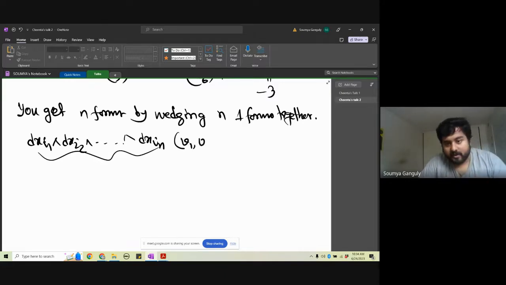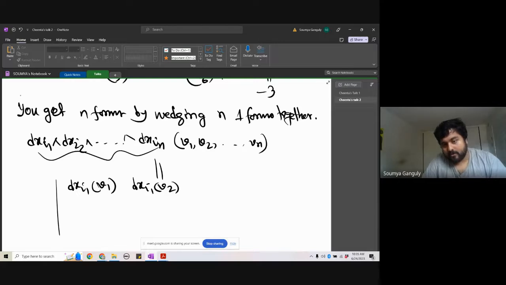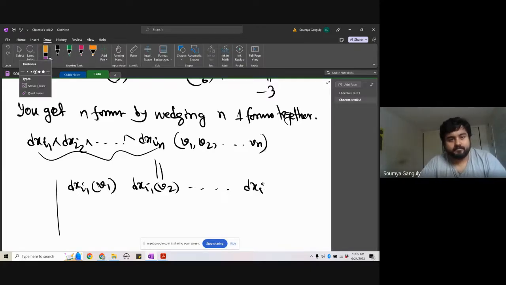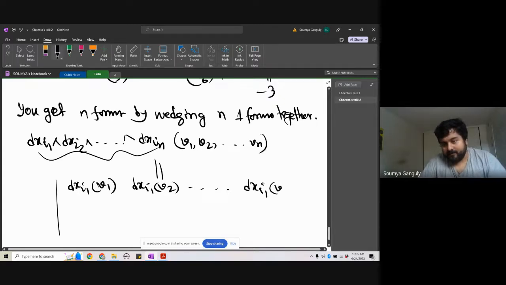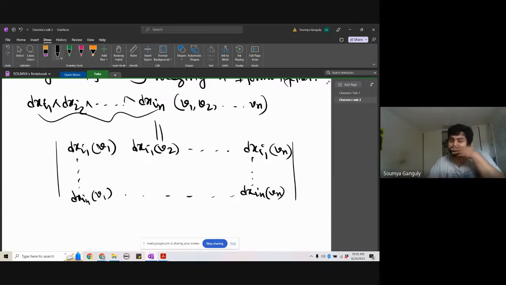Suppose you feed in v1, v2 up to vn, n vectors. How will it give you a number? So it will be a determinant again. The entries are dxi1 of v1, dxi1 of v2, dot dot dot, dxi1 of vn, and so on down to dxin of v1 up to dxin of vn. So it's an n cross n matrix, and you take the determinant of the matrix.